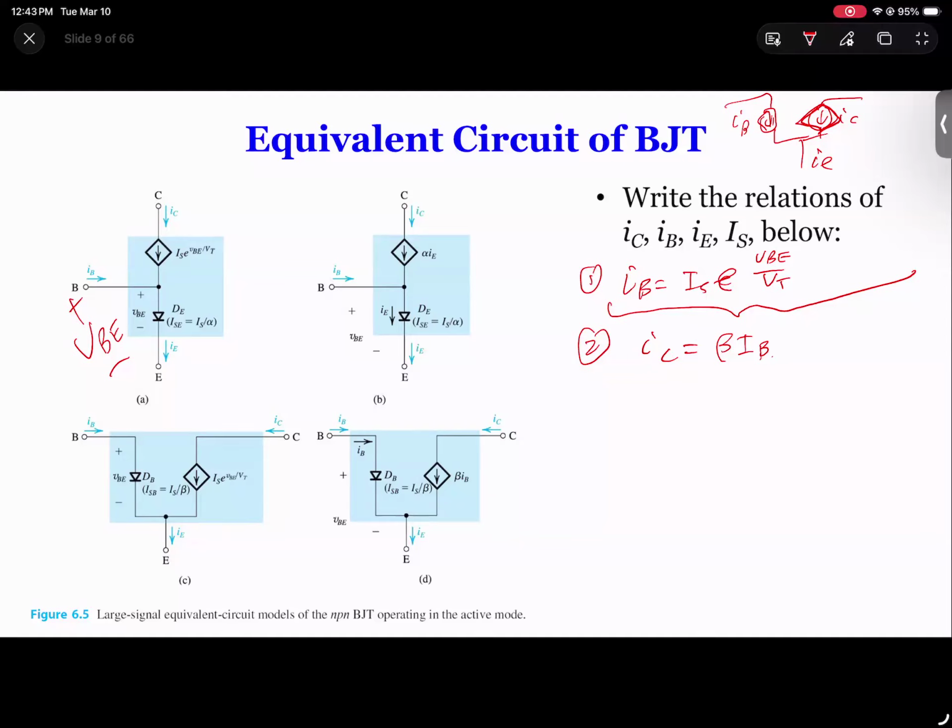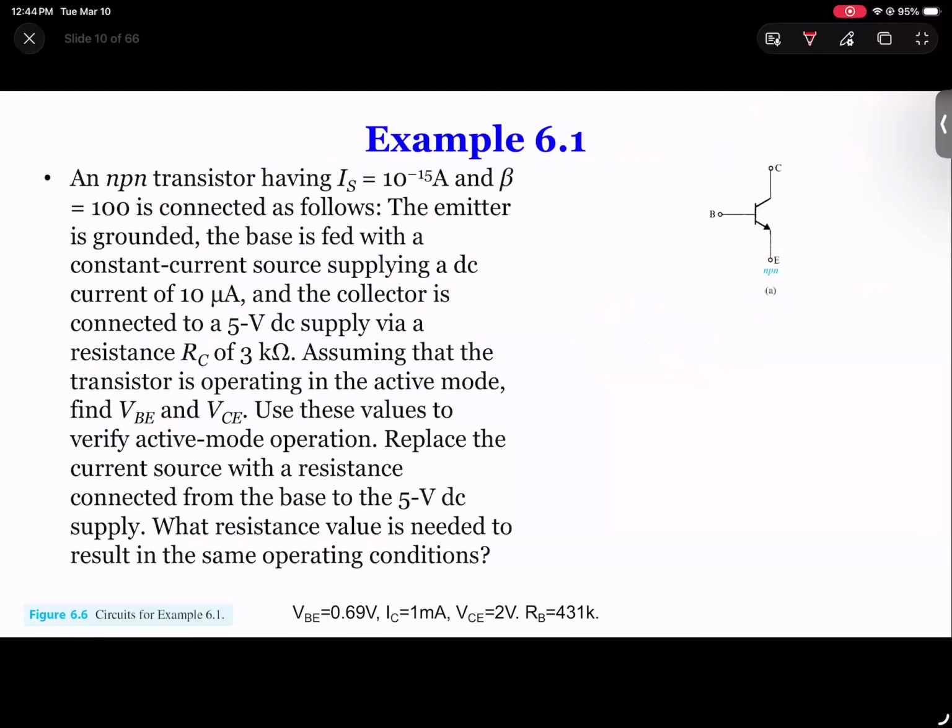And you have IE. So IE equal to IB plus IC. Now, why draw a diode? Because that equation number one is exactly the current of a diode. So therefore, we basically just draw this diode in place of that equation. Okay, so that's this equation. And yeah, so let's move on. And again, as I said, if you guys have a hard time understanding this, we can come back later.